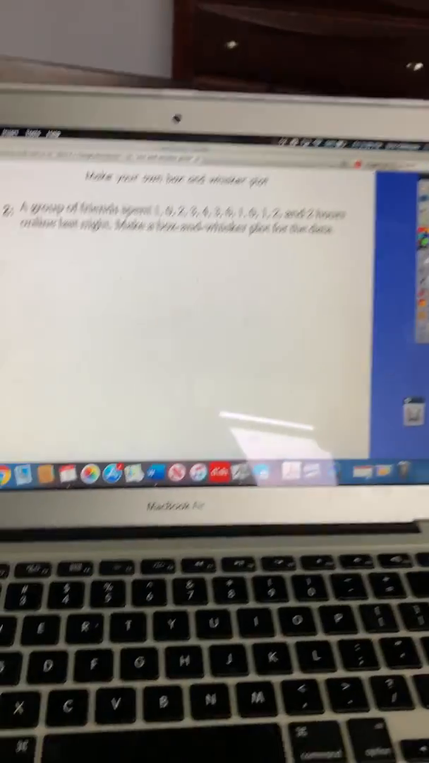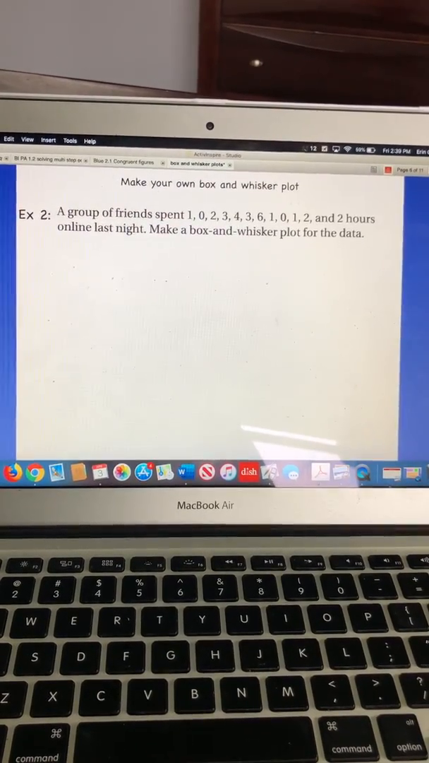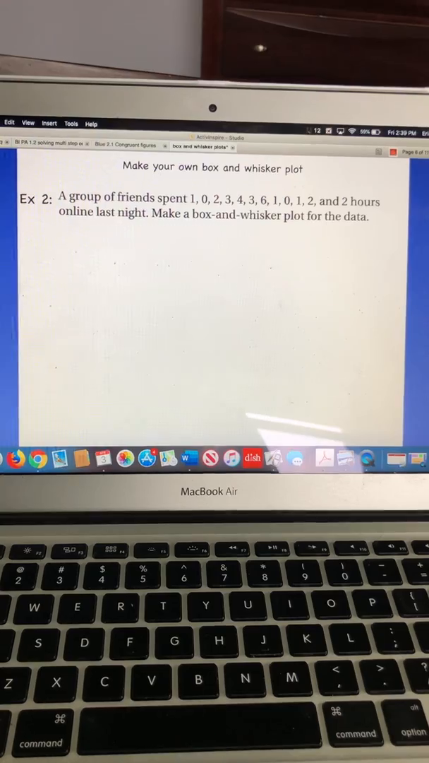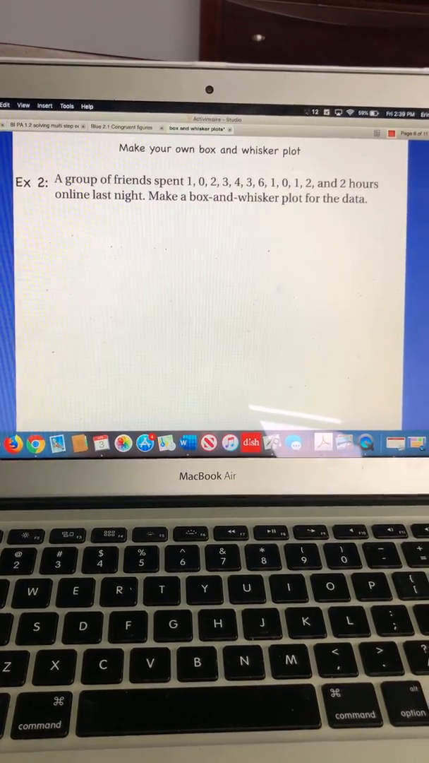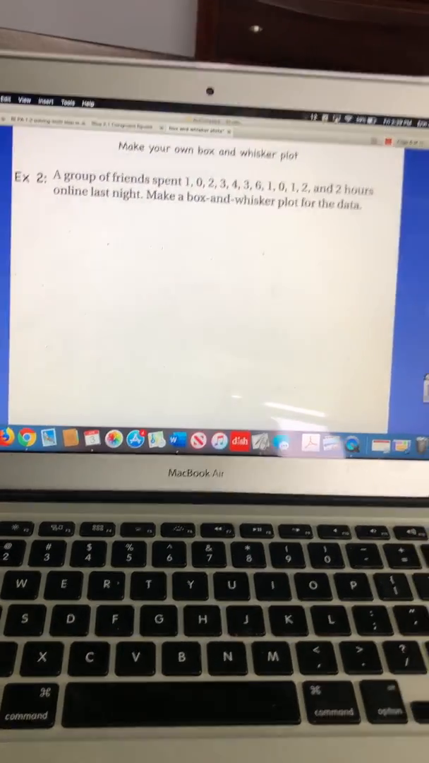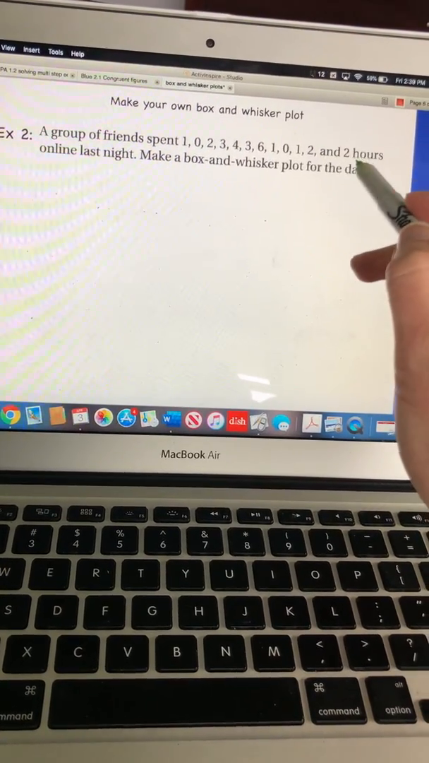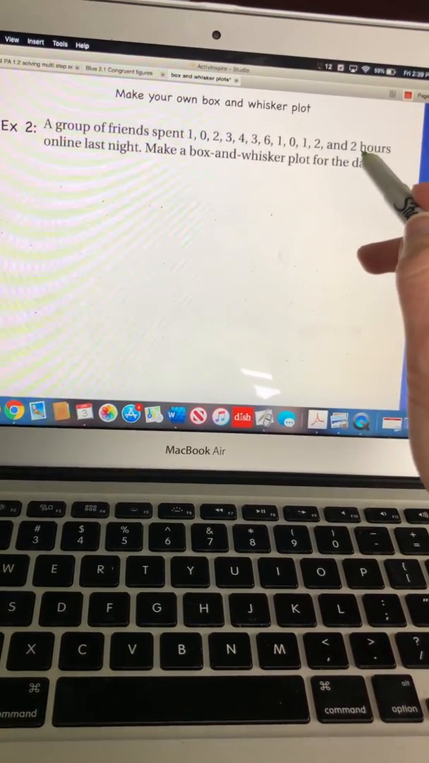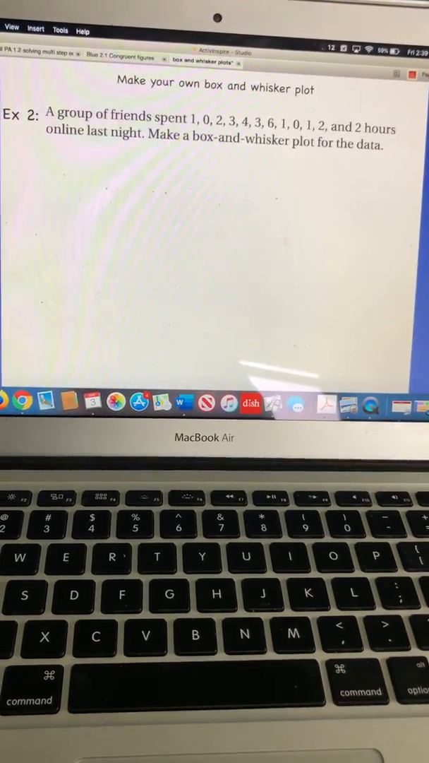I said this is the one that's at the bottom of page 460. It's on your own. It doesn't have a worked out example. It basically says, on your own, you try it yourself. So a group of friends spent 1, 0, 2, 3, 4, 3, 6, 1, 0, 1, 2, and 2. A lot of times kids leave this one off because they put the word and in there instead of just another comma in the number. Okay, so that is also part of your data. Hours online last night, make a box and whisker plot for this data.